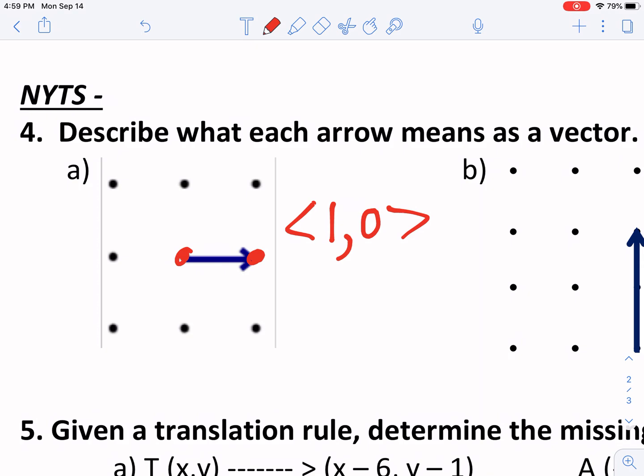Remember, x is left and right, and we had to go to the right 1 unit, so that's a positive 1. We didn't have to go up and down. There was no change. So since there was no change in up and down, we had 0 for y. Okay, so that would be our vector there.